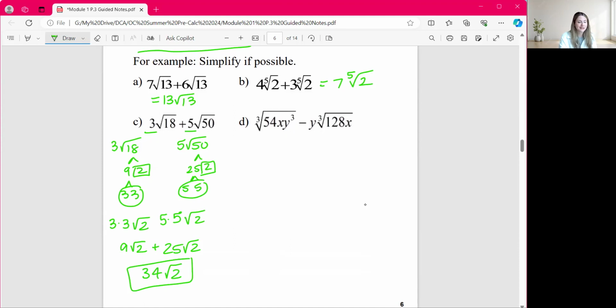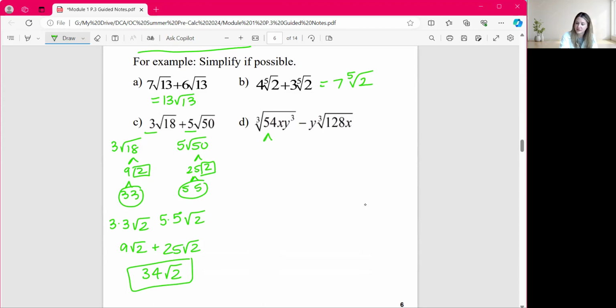Okay. So just because it doesn't look like they have the same radicand, we still might be able to break down using a factor tree and get them to have the same radicand. And then let's check out D. This is our first one we're going to break down. Notice it's not a square root, it's a cube root. So this does change how we do the factor tree a little bit, but not a lot. You'll still be able to do it.